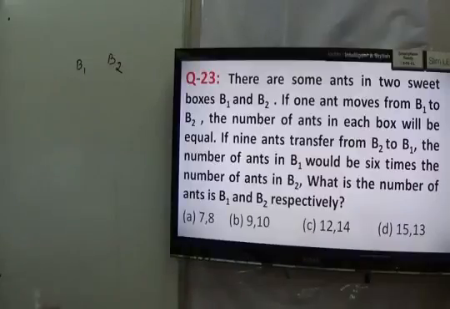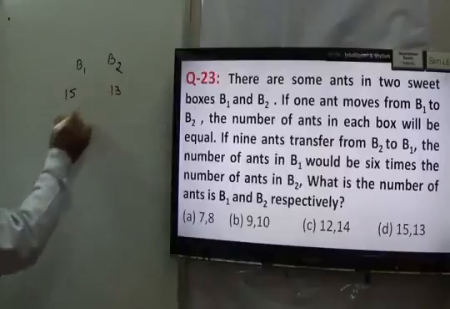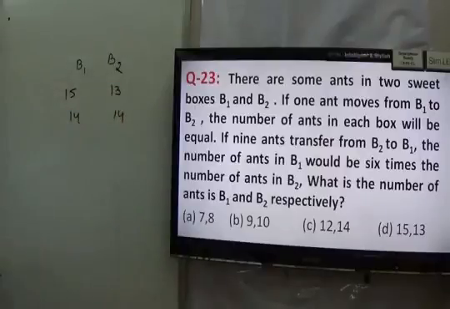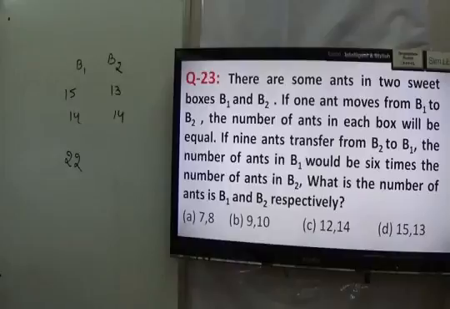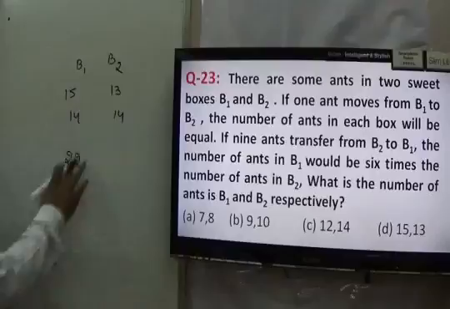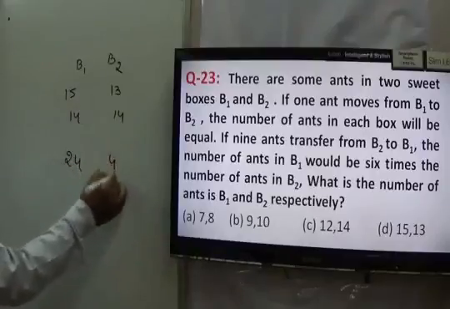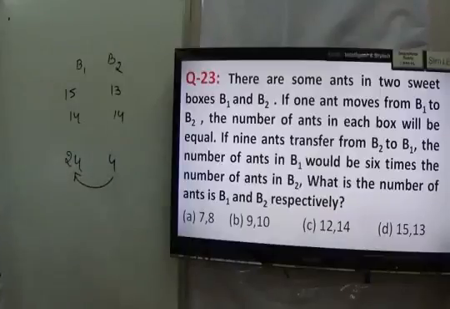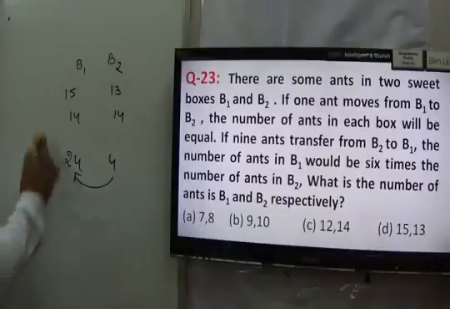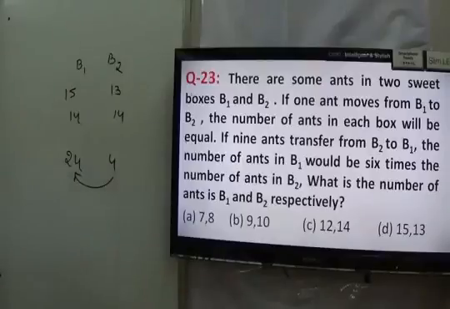Or we can check further: that is 15, that is 13, one ant moves, both will be 14. The first condition is satisfied. The second says if 9 ants transfer from B2 to B1, here it would be 22. The number of ants in B1 would be 6 times the number of ants in B2. Like if I say 9 ants from here to here, that becomes 24, and here it is 4, that is 6 times this. I can say my answer is D. Or else, if at any place the first condition lets you eliminate options, it's better to eliminate the options as soon as possible. So I can say the answer is D.